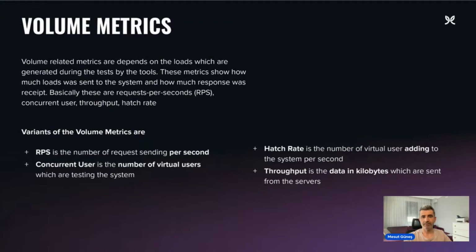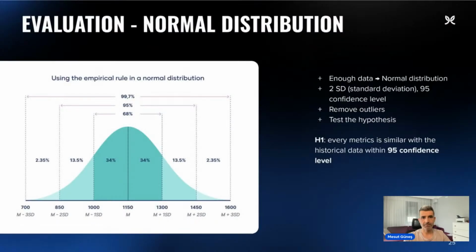virtual users. Hatch rate is another value that we need to consider. Hatch rate is the number of virtual users that are added to your system per second. This is also critical because, as I said, within capacity testing, test users are just being added to your system, so your system should handle those kinds of loads. And throughput is the data in kilobytes which are sent from the servers.